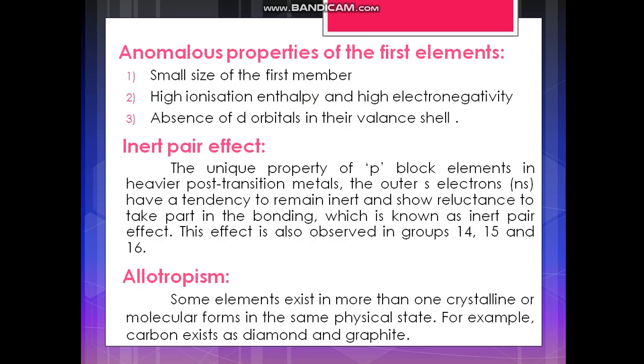And there are a few anomalous properties of the first elements. What are the first elements? Boron, carbon, nitrogen, oxygen, fluorine and helium. It's a very important 2-mark question: anomalous properties of the first elements of p block elements. There are 3 important properties.